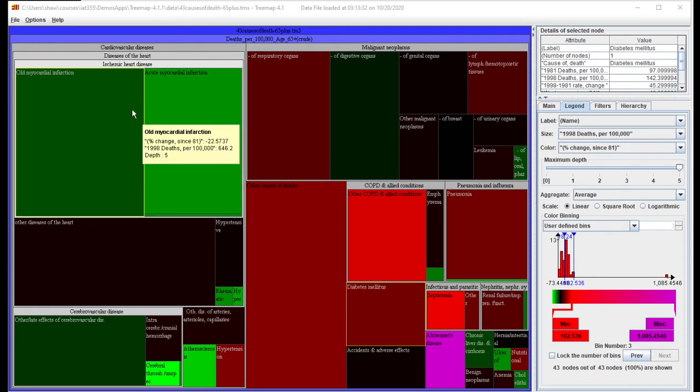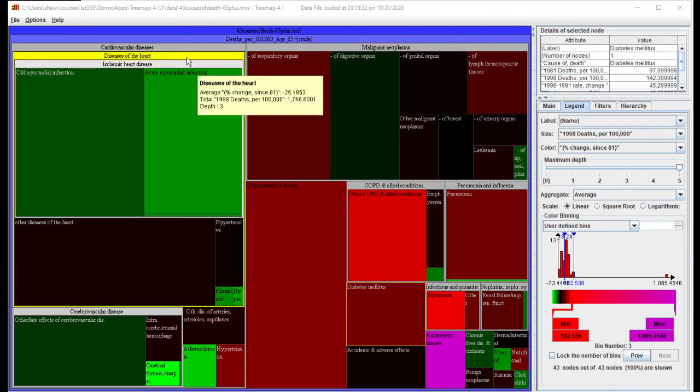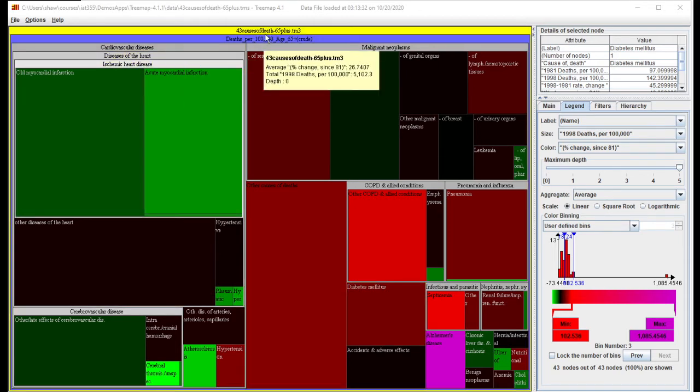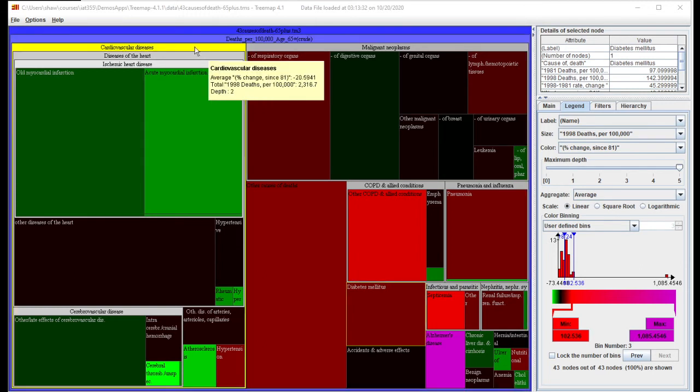So here, green means things have improved, and one of the things that has improved over those 2 preceding decades, from 20 to 40 years ago, has been an improvement in the domain of heart disease, and that is shown here. So at the top level, we see the name of the data set, and this is deaths per 100,000, right? And within that is cardiovascular disease.